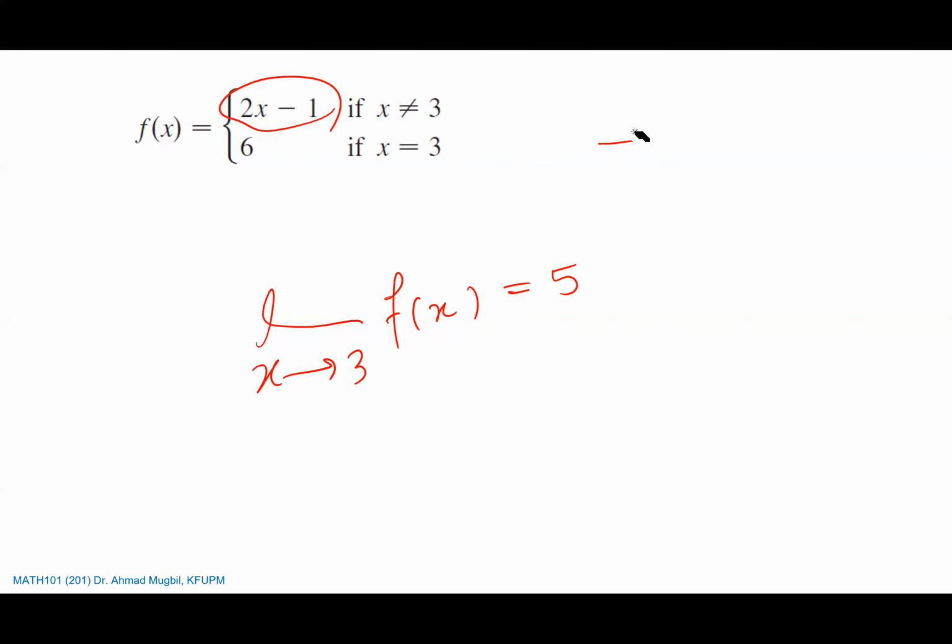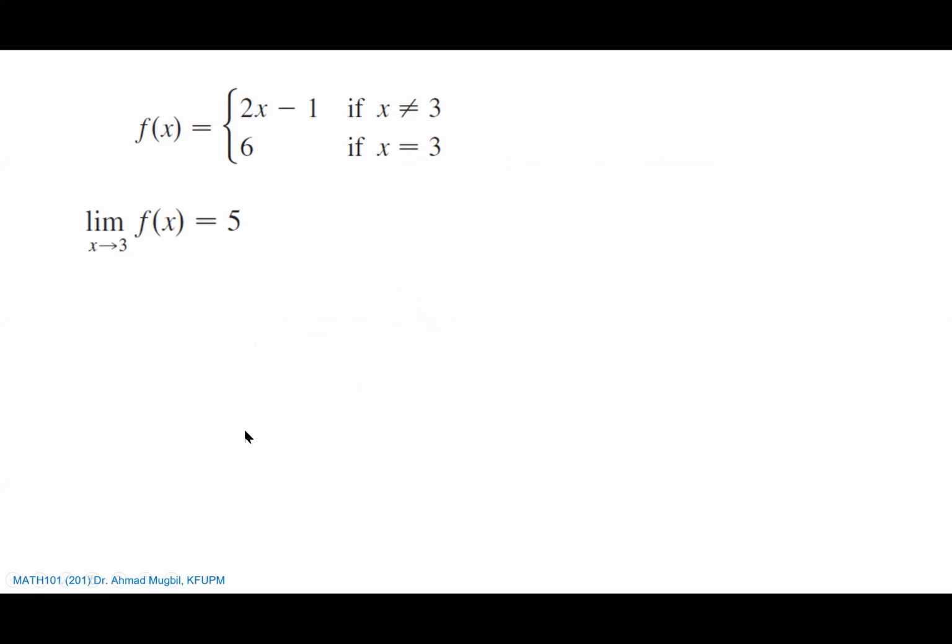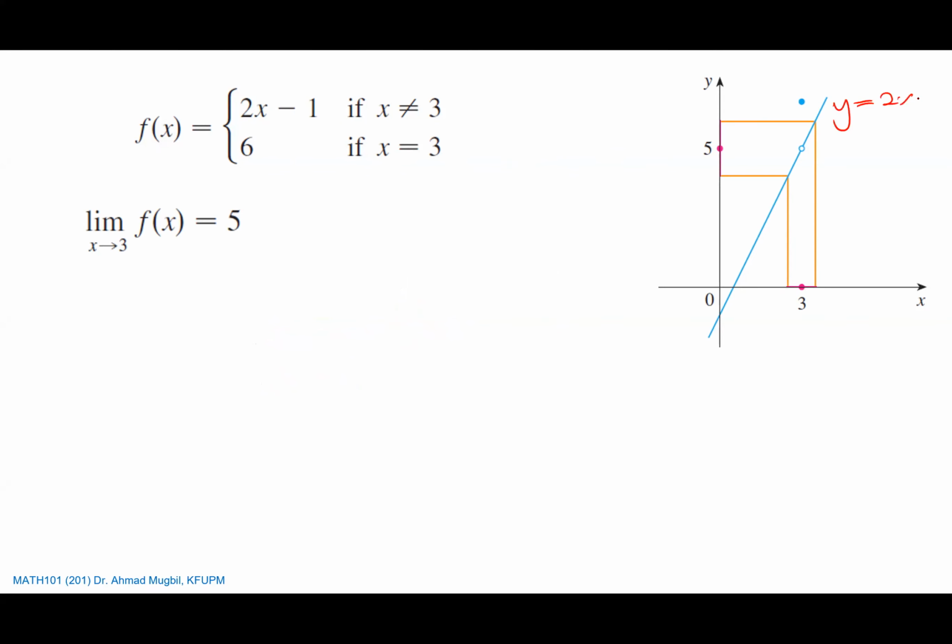Now, let's see how it will be more clear, Shabab, from the graph. Look at the graph. 2x minus 1 is a line. So this is the graph of this line, y equals 2x minus 1. Now, when x equals exactly 3, here it is 6.